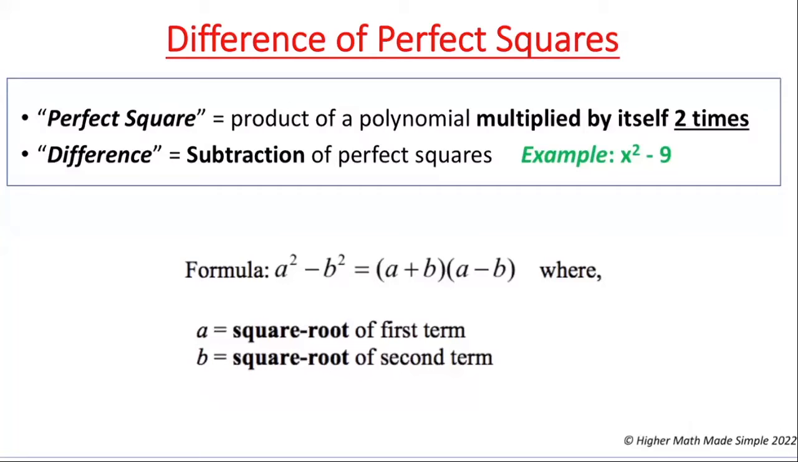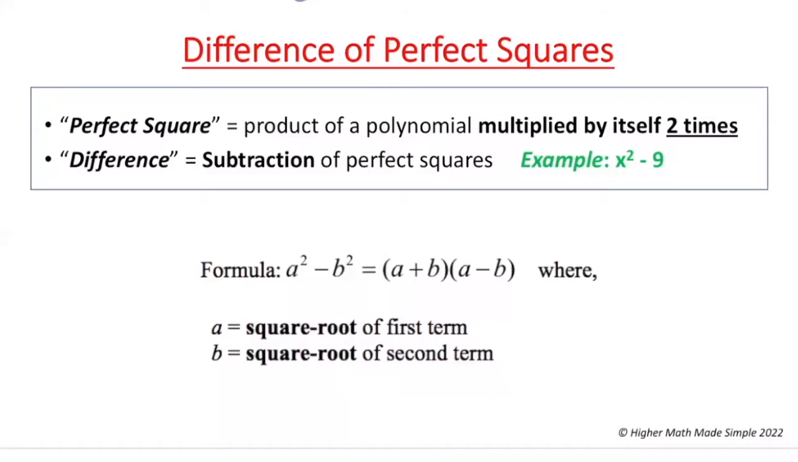Let's jump right in. How to factor difference of perfect squares. So first of all, it's super important to even know what these words mean. Difference, a reminder, means subtraction, and in this case, what are we subtracting? Perfect squares. But what does perfect square mean? A perfect square, very simply put, is a product or a multiplication of something times itself two times.